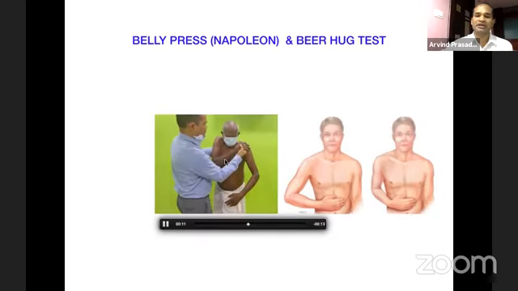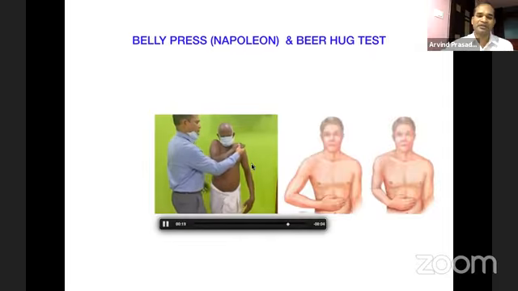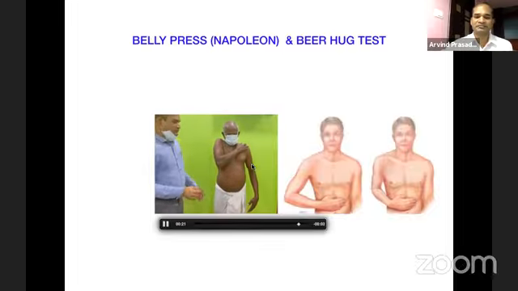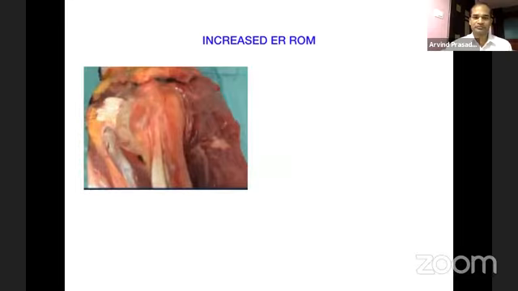Then the bear hug test, in which the arm is placed on the opposite shoulder, and then ask the patient to apply pressure against the resistance that is provided by the clinician, and he is unable to do that. It means, again, tear of the subscap is there.